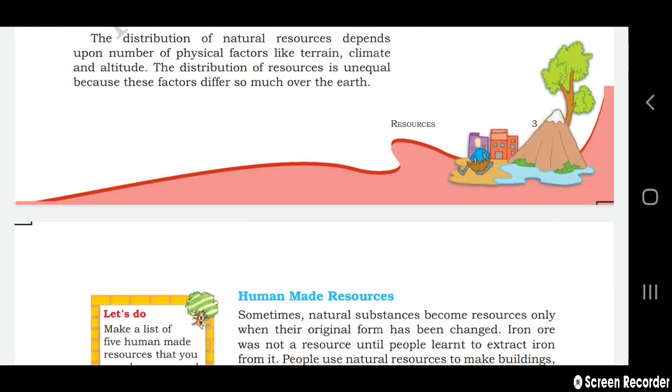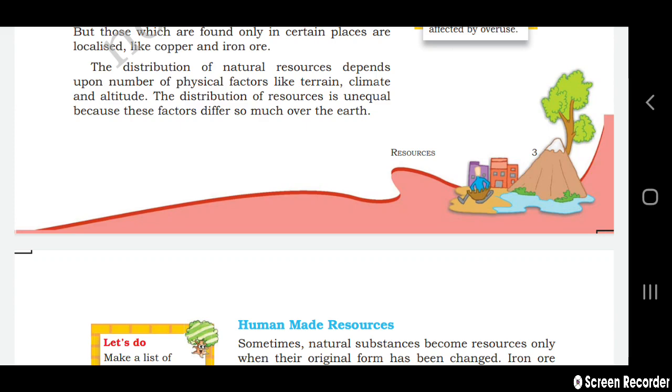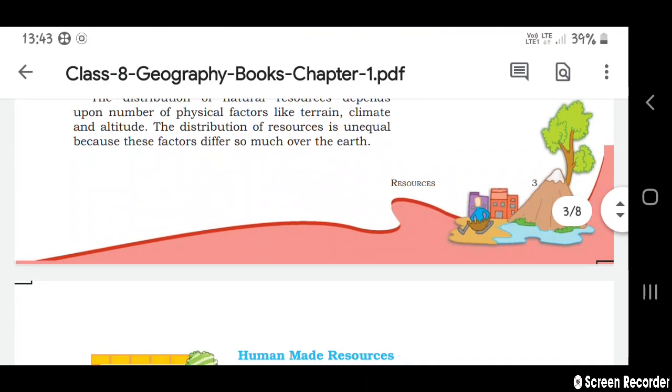Next, the distribution of natural resources depends upon a number of physical factors, like terrain, climate and altitude. The distribution of these resources is unequal because these factors differ so much over the earth.